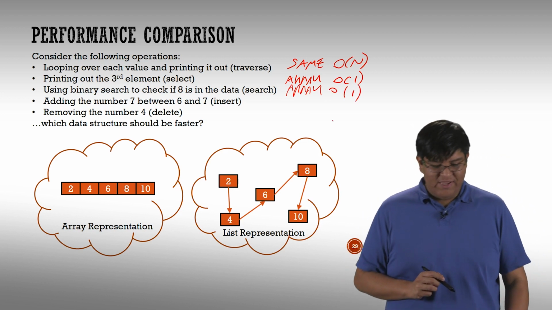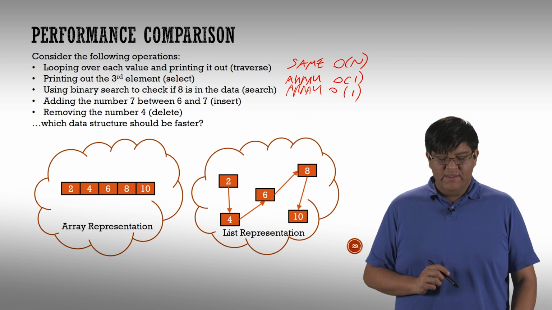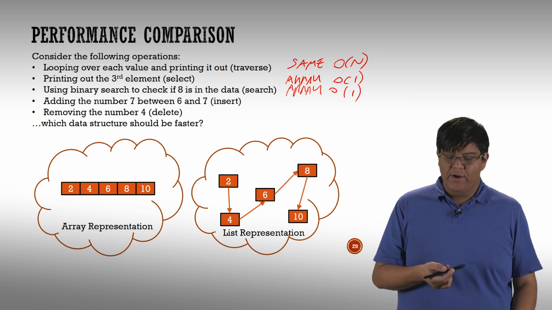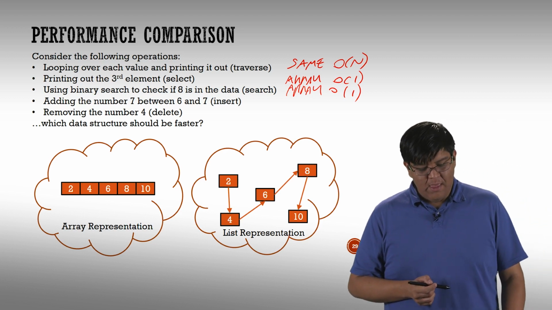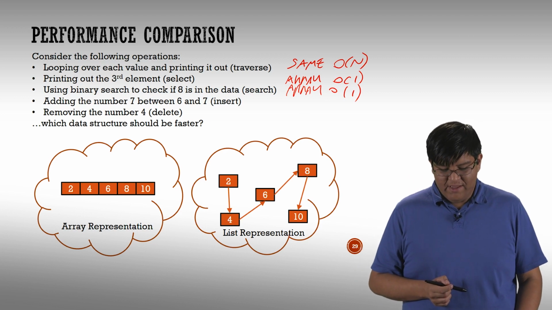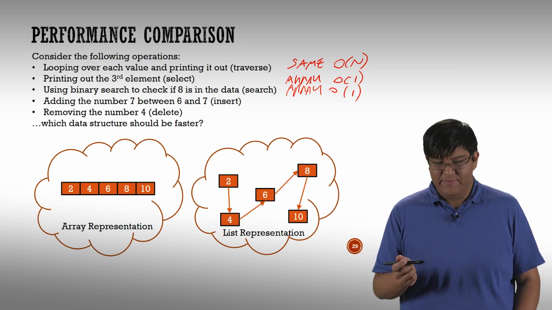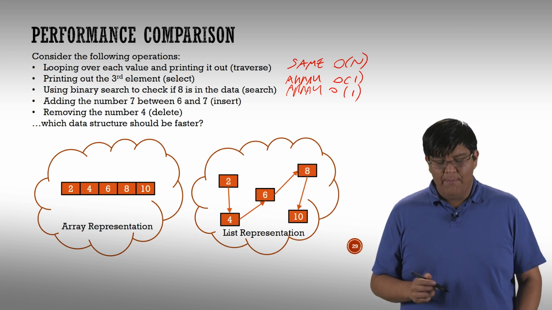All right, adding the number 7 between 6 and 8, the insert problem. This is a little bit more tricky. For an array, we already talked about the resize problem, so that's going to be O of n. For a list, it depends a little bit. If I already have a reference to 6, I can add something instantly.